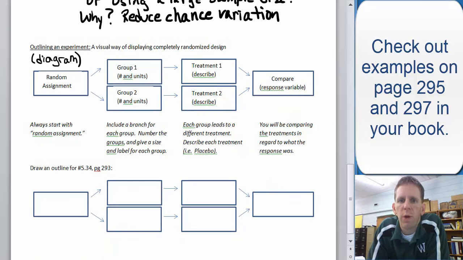So to wrap up today, see if you can draw an outline for problem 534 on page 293 using the examples on page 295 and 297. Check your answer with your teacher after you finish.